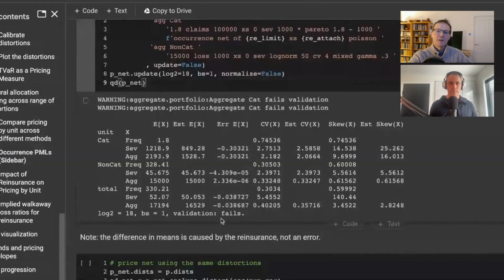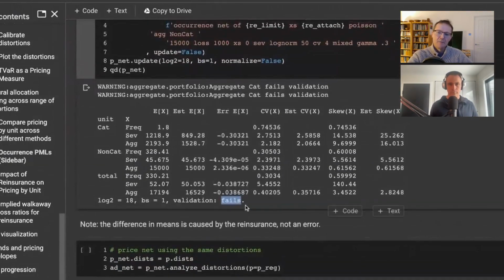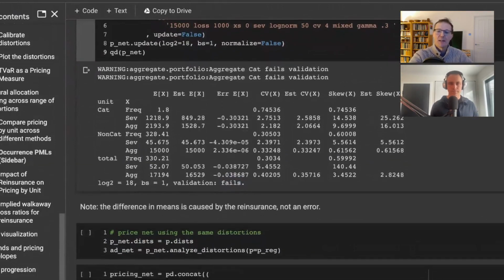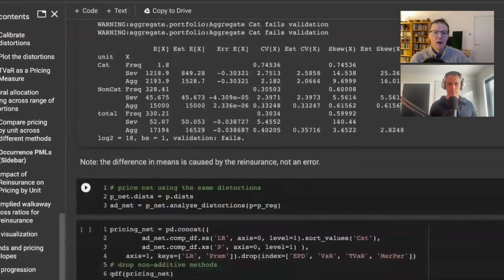If we execute this, it fails validation because there's reinsurance, right? That's a coding error. I've addressed that for the aggregates, but not the portfolios. So we don't expect this to pass validate. We know it's fine because we've calibrated the gross portfolio.